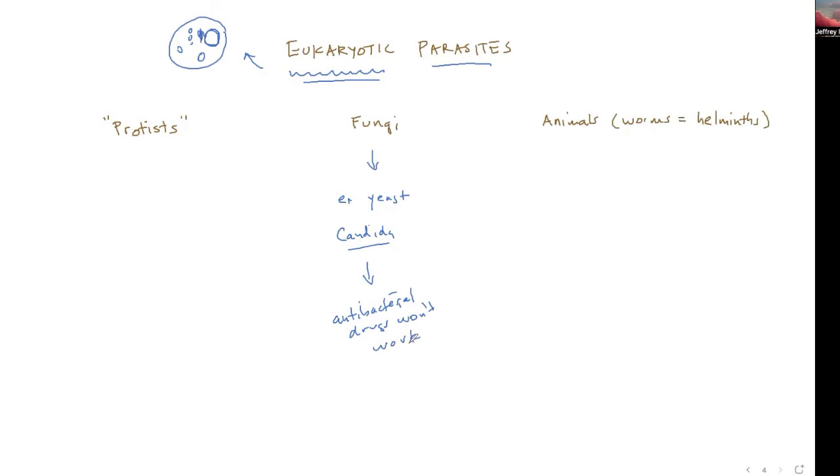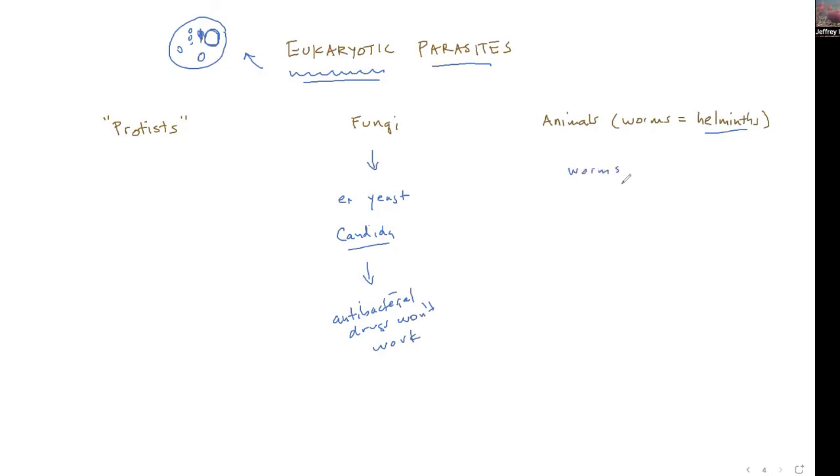Because those antibacterial drugs are targeting things like 70S ribosomes and peptidoglycan synthesis that are not going to be there on Candida, because Candida is, after all, a eukaryote, right? There are animals, in particular helminths, right? Which are also like worms.